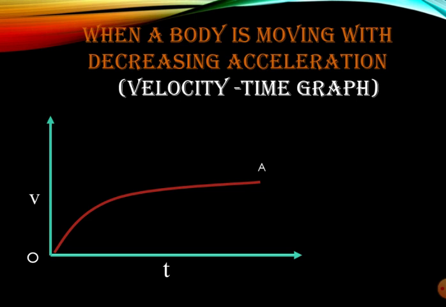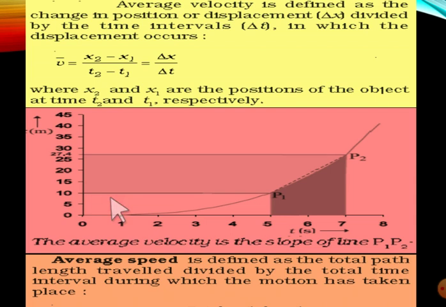Let's see, when a body is moving with decreasing acceleration, that means retardation, then the graph would be like this curve. It will not curve upward, rather it will curve downward. In such a case also, at that particular moment you can draw a tangent, and the slope of the tangent that it makes with the x-axis will give you the instantaneous acceleration at that moment, similar to the previous one. It is the same thing, right?